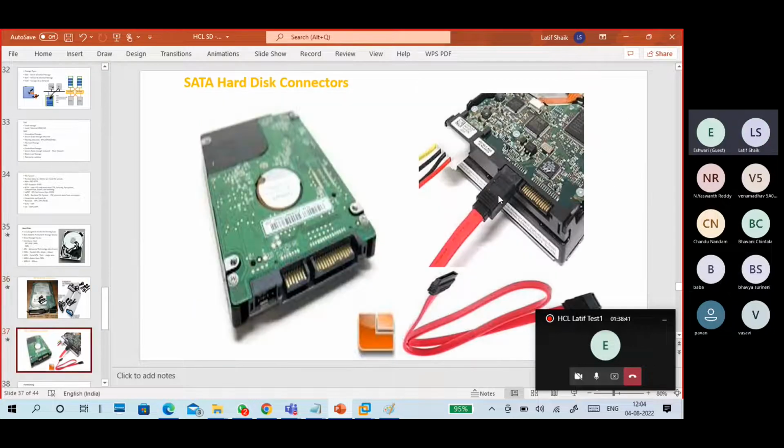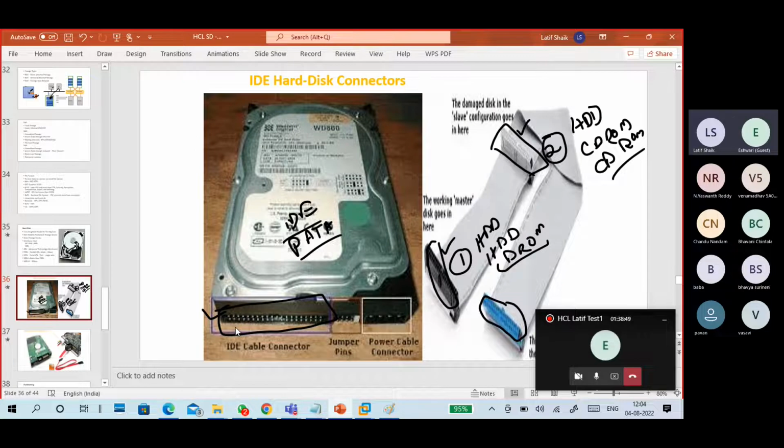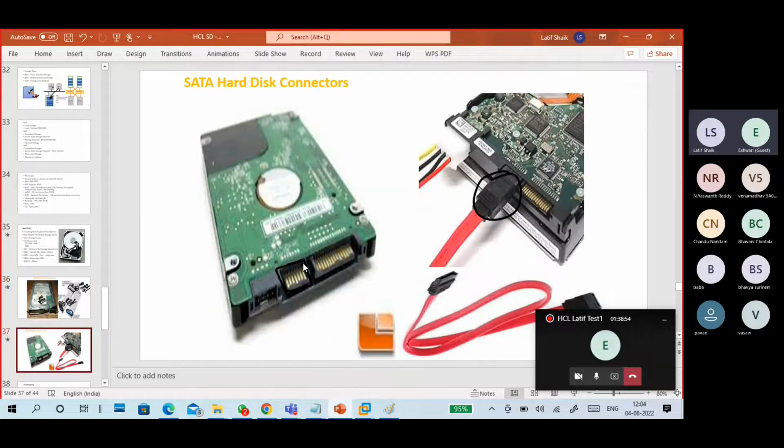The next level is SATA disk. If you see, this is the data connector. Here it is. This is the power connector. This is the data connector where the cable is connecting. This part is a power connector. This is the data connector.